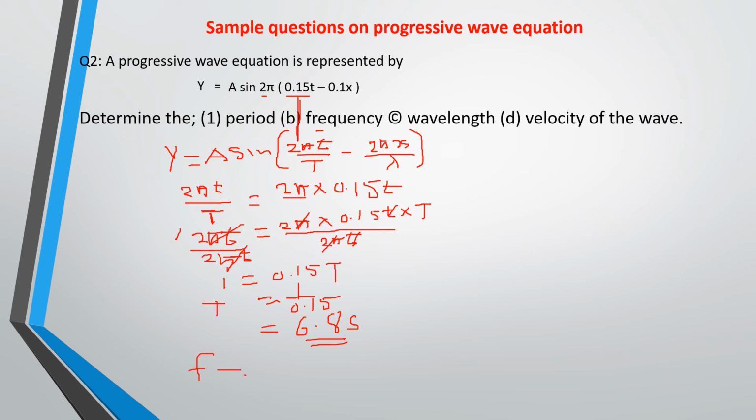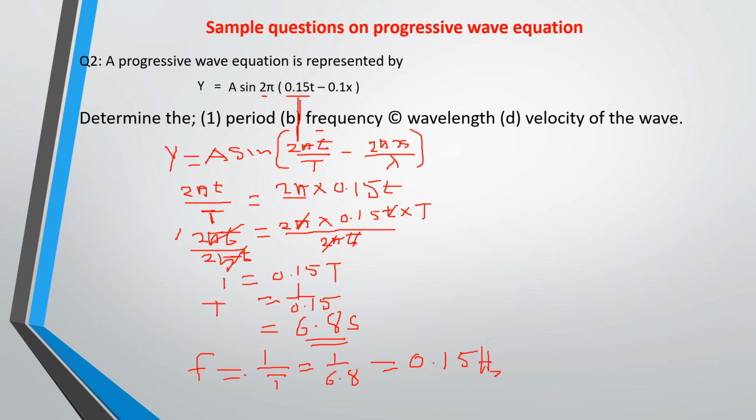Then to find the frequency, you know that frequency is equal to what? Frequency is equal to 1 all over T. So substitute into that, 1 all over 6.8. When you divide this out, frequency will be equal to 0.15 Hz.